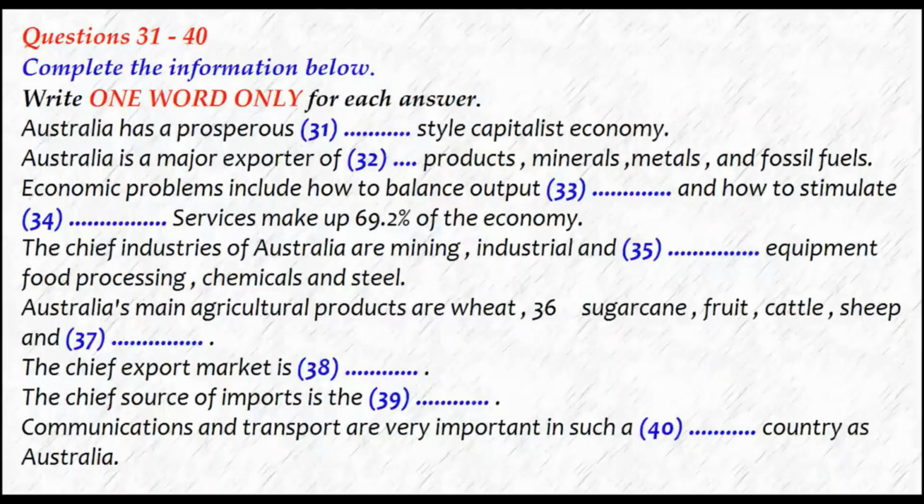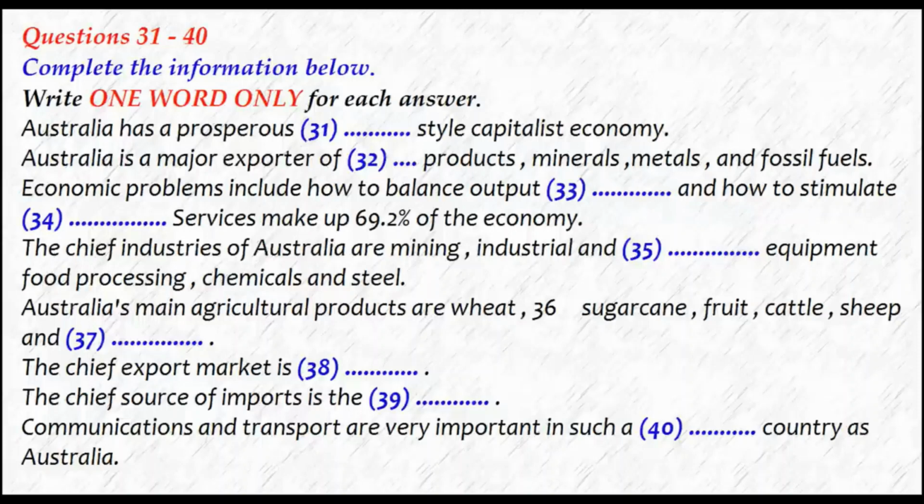Australia suffered from the low growth and high unemployment typical of the OECD countries in the early 1990s, but the economy has expanded at reasonably steady rates in recent years. In addition to high unemployment, short-term economic problems include how to balance output and inflation and how to stimulate exports.